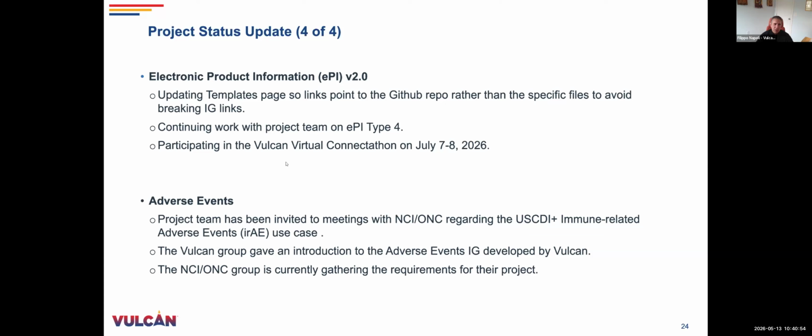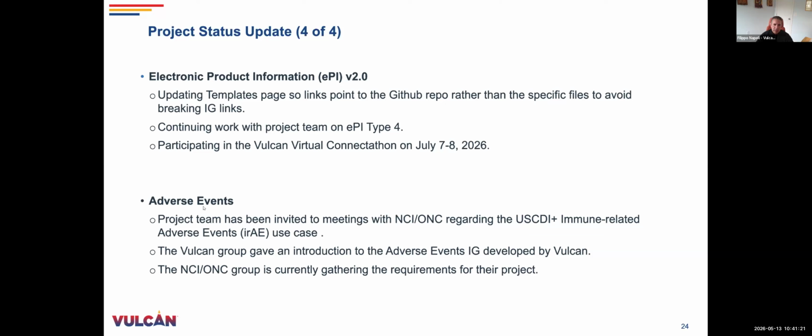The team is also continuing the work on the EPI Type 4, and we're typically talking about them every week when we meet. In fact, the next meeting is tomorrow at 8:30 a.m. Eastern, if you're interested in participating. And the other update is they're also participating in the Vulcan Virtual Connectathon in July.